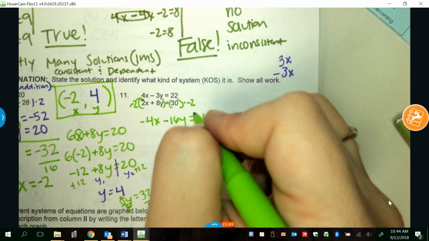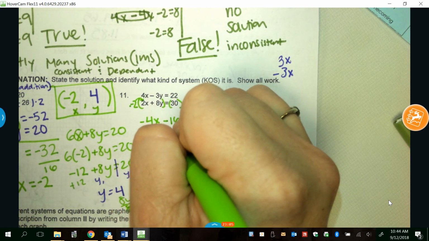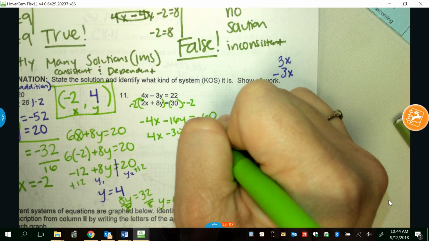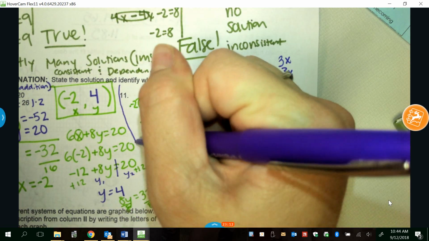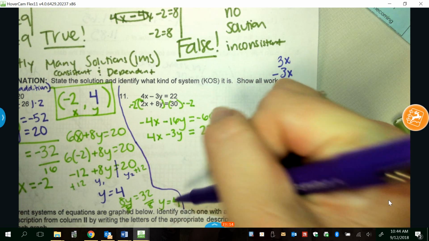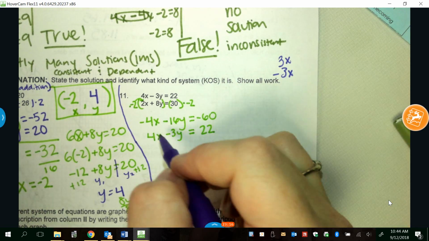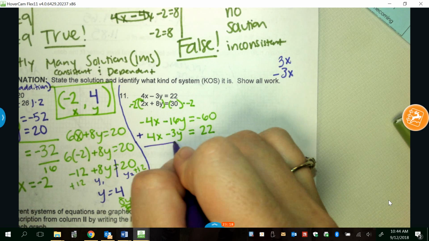Okay, and I'm going to rewrite that top equation, 4x minus 3y equals 22. I'm going to draw a line so y'all can tell where one problem ends and the other one begins. So now I have something that eliminates, and now I can do big addition.